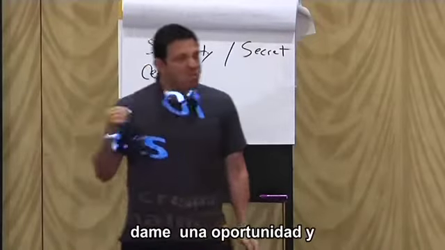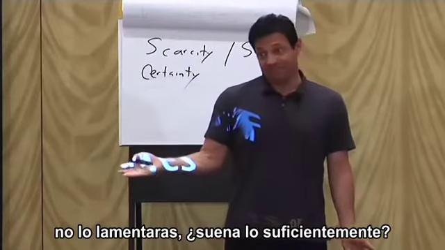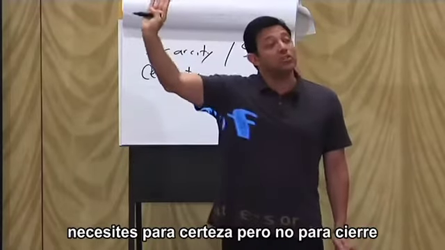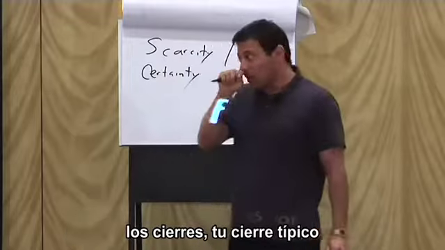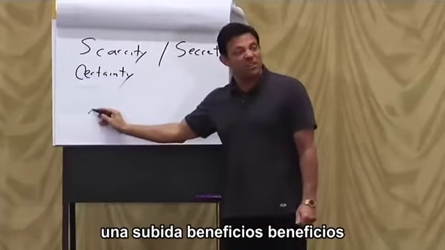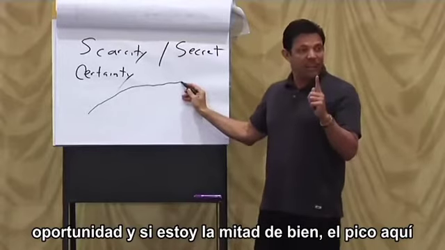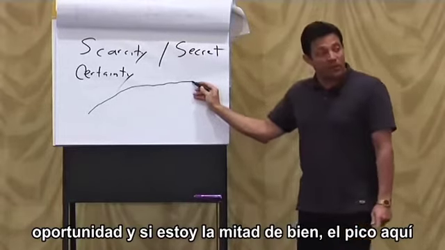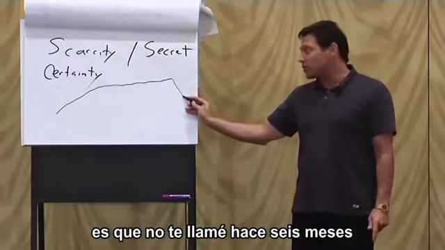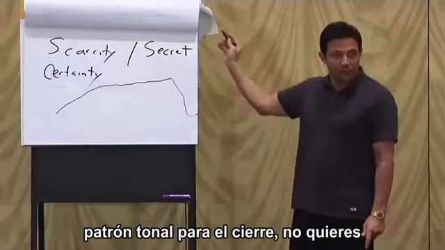You're not going to close like, believe you give me 1 shot and I will not be sorry. Sound fair enough? You're not going to close a lot of sales like that. You're going to generate emotions like that when you need to for certainty, but not to close. The typical closing arc happens like this. You're building up to a crescendo, benefits, and you, benefit, and believe me, you just give me 1 shot. And if I'm half right, here, peak, right? Half right, the only problem you'll have is I didn't call you 6 months ago and get you started then. Sound fair enough? That's your basic tonal pattern for a close.